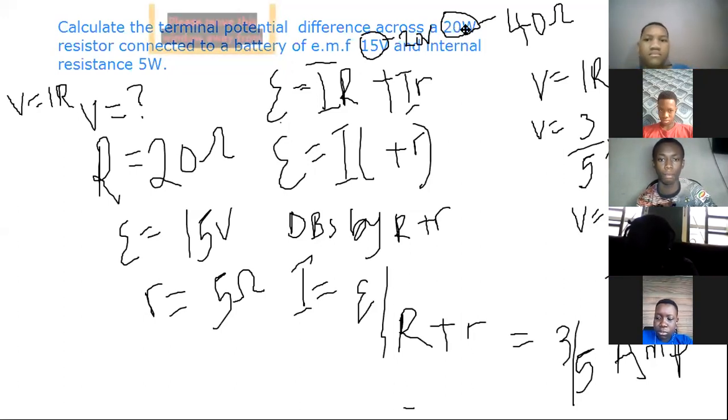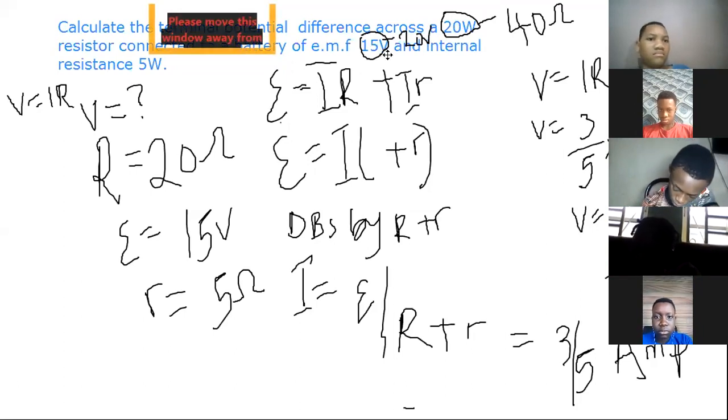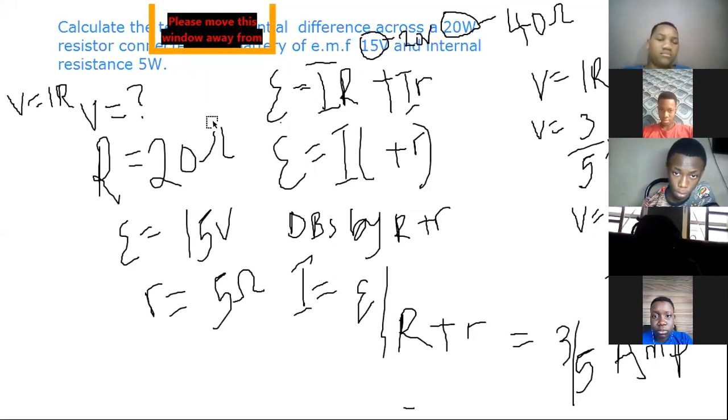Remove 20 ohms, put 40. Remove 15 volts, put 20. That's all. And then keep your 5. So I've not changed anything in that question.